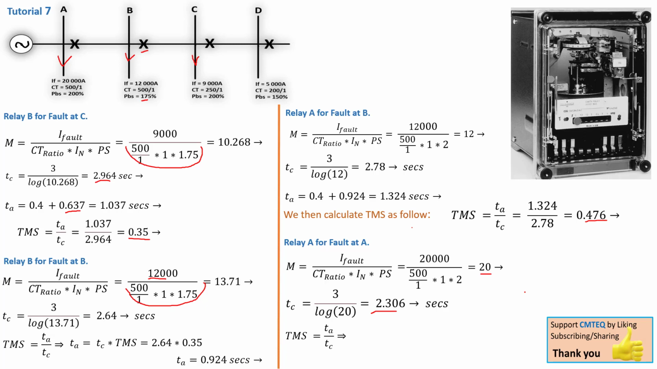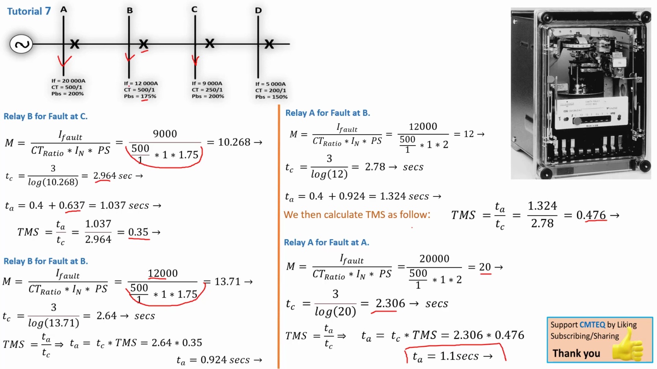We can then go ahead and calculate the actual time. That will be TA over TC, making TA the subject of the formula. TA will be TC times TMS. We have a TC of 2.306 that is going to be used, and then we have a TMS of 0.476 that we calculated there, and that gives us a TA actual time of 1.1 seconds. As you can see, this actual time is smaller compared to this actual time there.